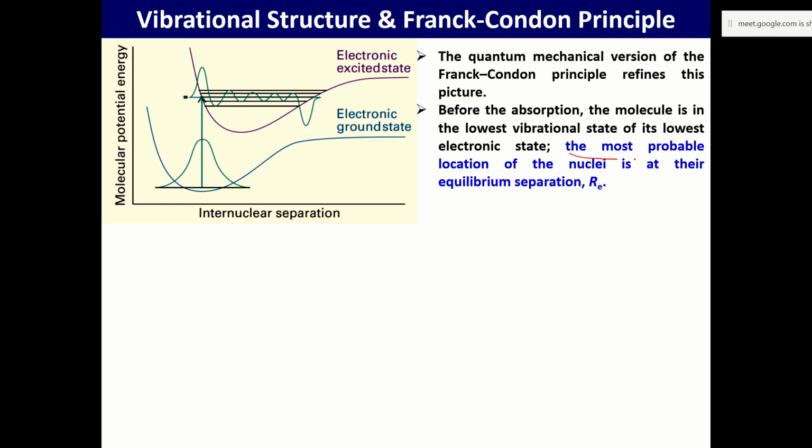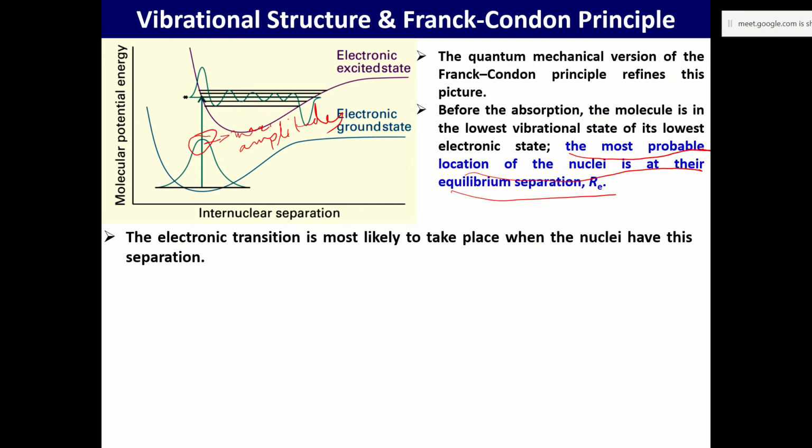So this is what we call the most probable location of the nuclei at the equilibrium separation, Re, because you have the maximum value of the amplitude squared. The ground state vibrational wave function behaves like this, with maximum amplitude, and the square of the amplitude gives you the probability density. That's how we identify the position of the vibrational transition which will have the maximum signal. So Re means equilibrium.